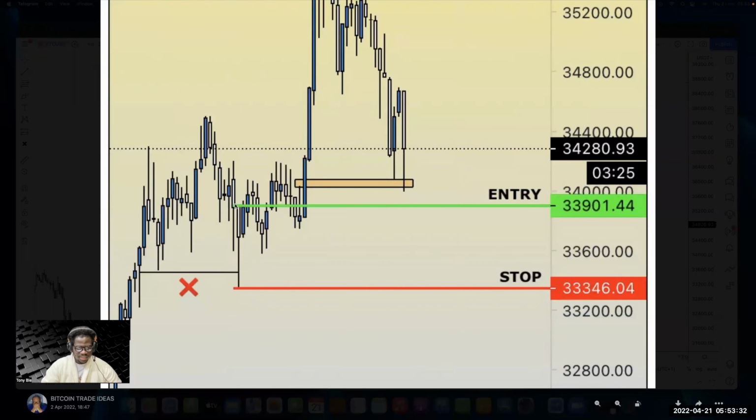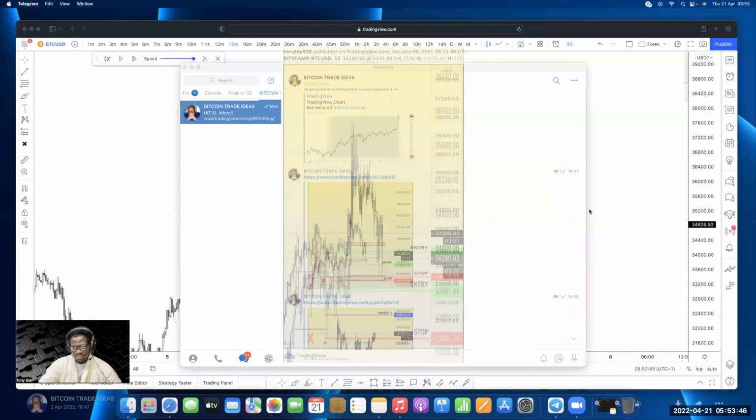Okay, you guys can see this candle, right? Spike down, captured all of this liquidity that was resting here, and then price consolidated for a while, and then price moved up. So that was where my entry was at 33901.